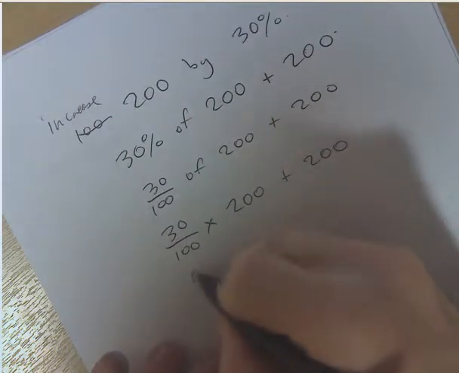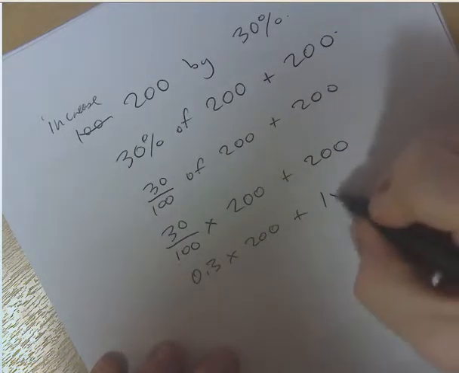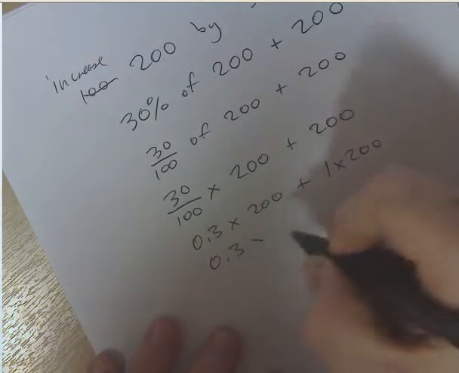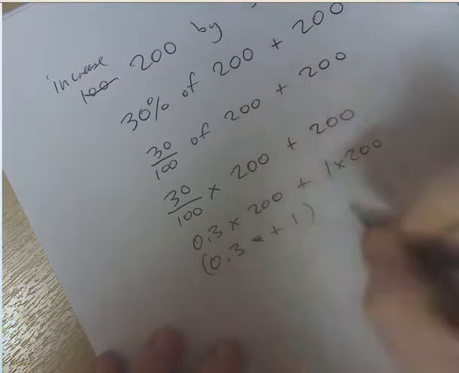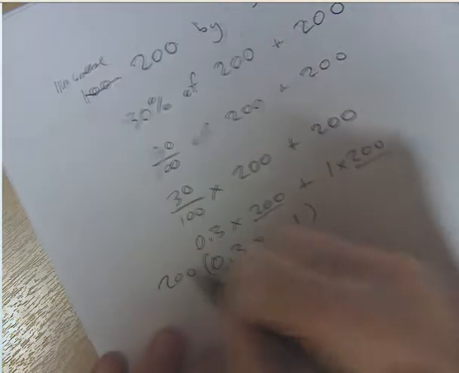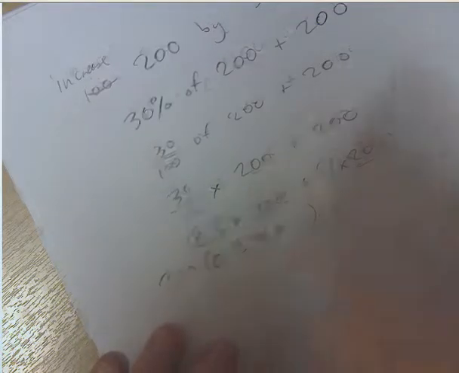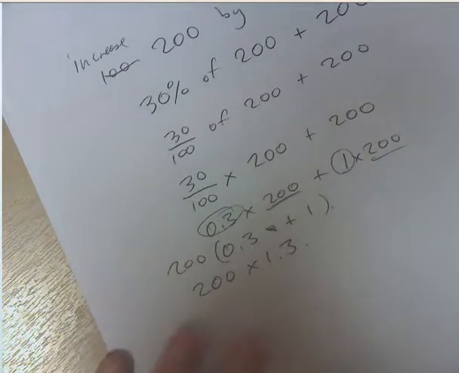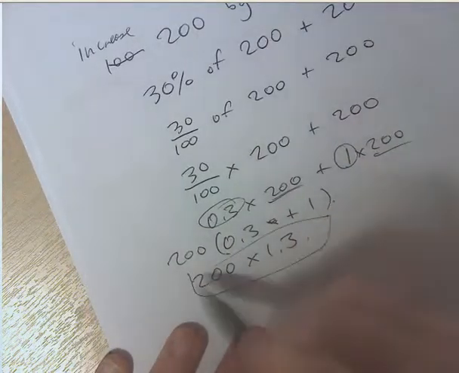That is 0.3 times 200, and we add the original, which is 1 times 200. I'm now factorizing. I see something twice, so I write it once, open up a bracket, and write what it used to be with. So there we go. The fastest way to increase by 30% is to times by 1.3.